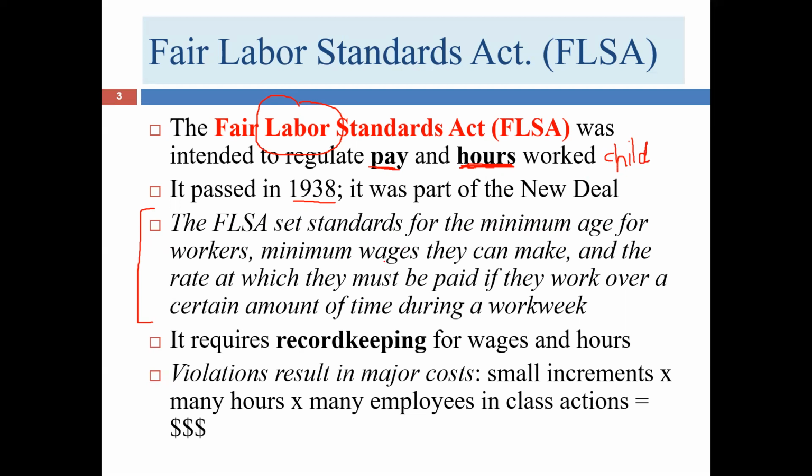So, we do have some child labor in play here, too. It sets minimum wages that the workers can earn, and it sets the rate at which they must be paid if they work over a certain amount of time during a work week. In other words, overtime. So that's pretty much the three categories: child labor, minimum wage, overtime. It also has various record keeping requirements, and these can be quite onerous. And so clients need to be aware of what's involved in the record keeping process.